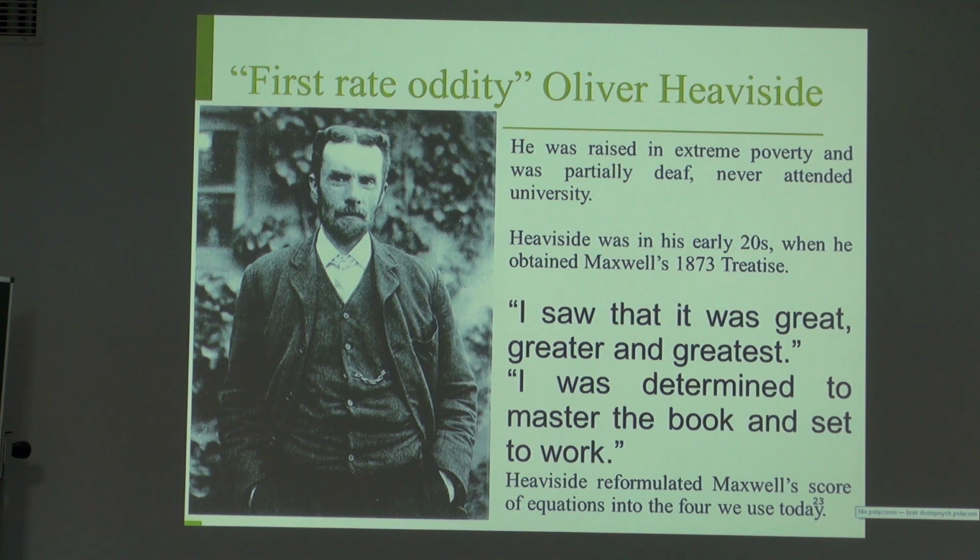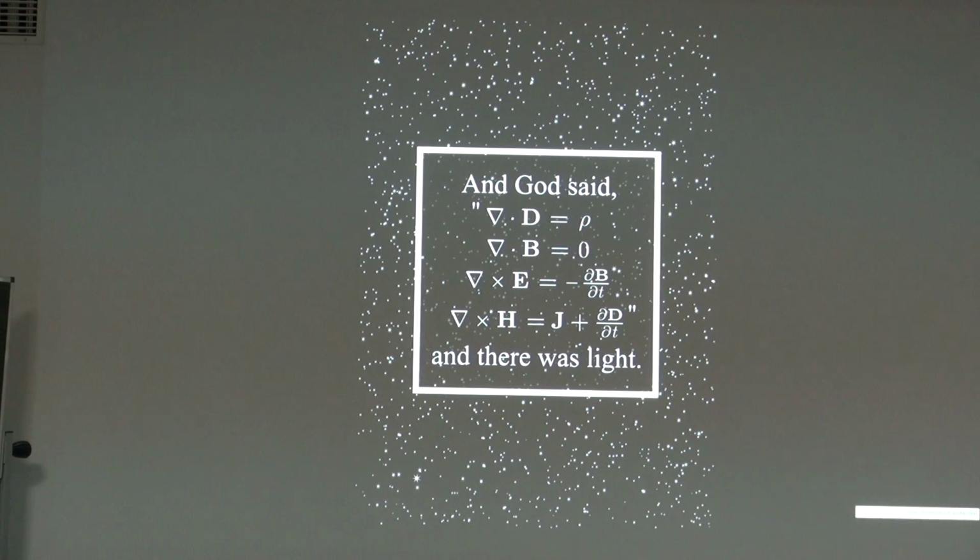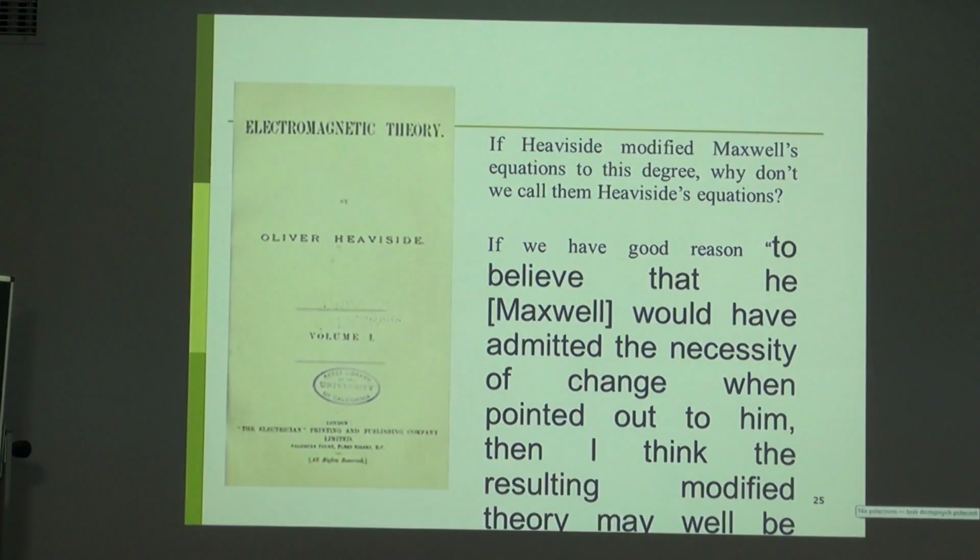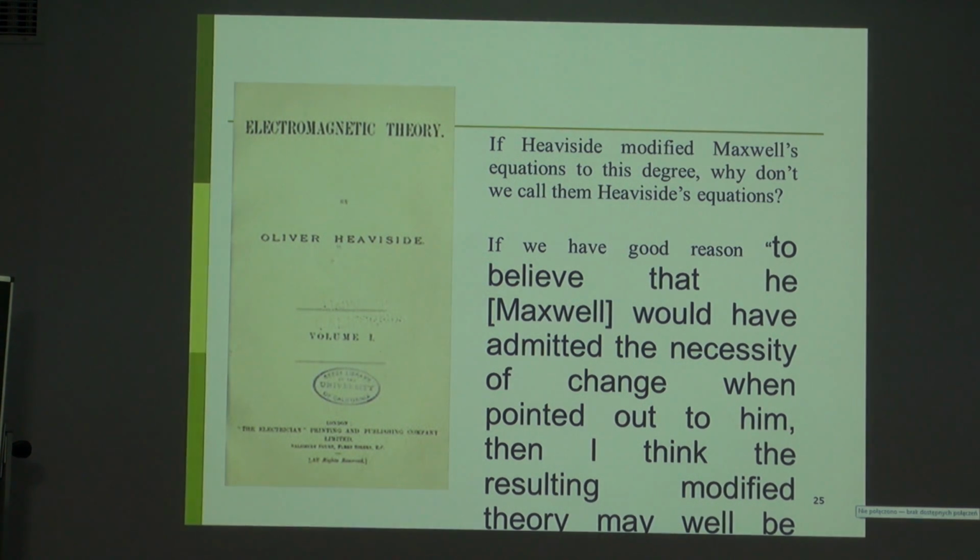So in 1885, Heaviside reformulated Maxwell's original equations into the four elegant equations we use today. So there was the slide. Next. So if Heaviside modified Maxwell's equations to the degree that we use today, why don't we call them Heaviside's equations?